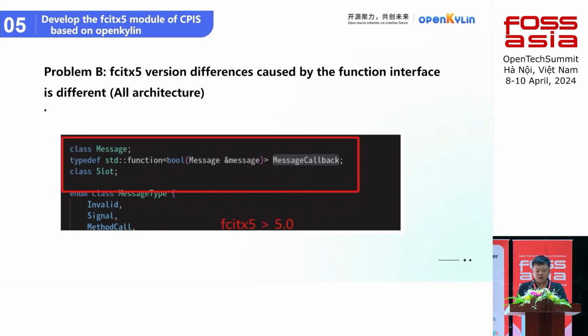Another problem is that fixed file versions differ, causing differences in functions. The interface of fixed file has been changed in the higher version, which leads to errors in compilation. It can be resolved by changing the parameters of the interface.